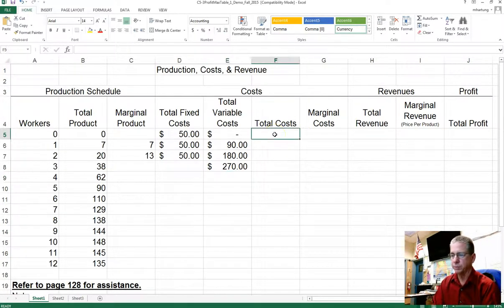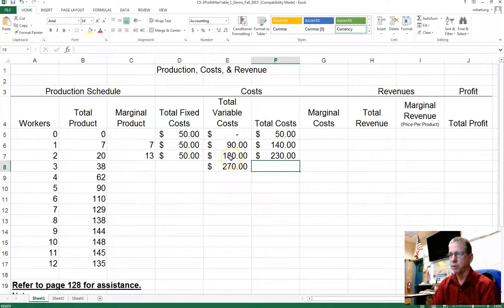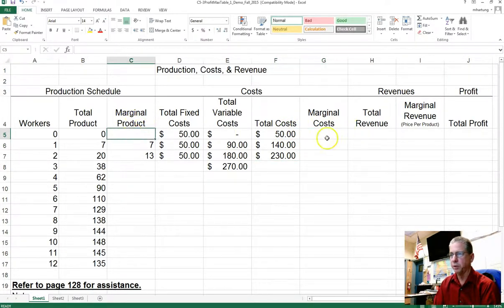Total costs, equal sign, total fixed costs plus total variable costs. There's our $50. Do it a couple more times. Total fixed costs plus total variable costs equals our total costs. And one last time. Total fixed plus total variable. And so you can go ahead and complete all of those rows. Up next, marginal cost. Now, because there is no marginal product, we are not going to calculate a marginal cost.